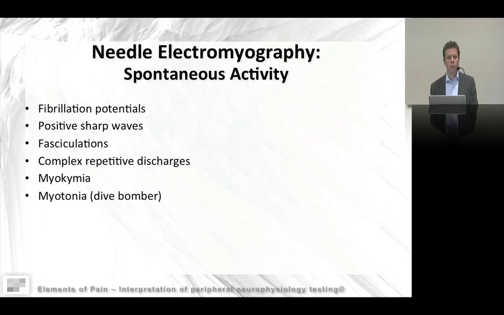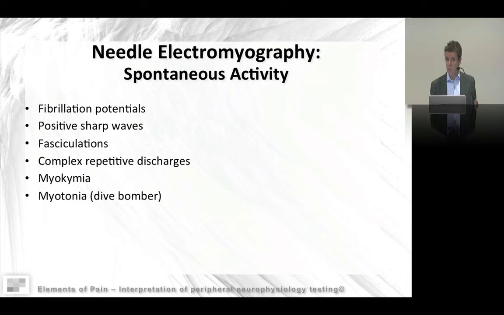At rest, what we look for is called spontaneous activity, and what we look for is really the absence of any. The things we'll commonly see are fibrillation potentials and positive sharp waves, which are signs of irritated muscle fibre, and it's usually a sign of denervation. And so the muscle fibres fire off spontaneously because they're denervated. Fasciculations, however, are spontaneous activity within motor units.